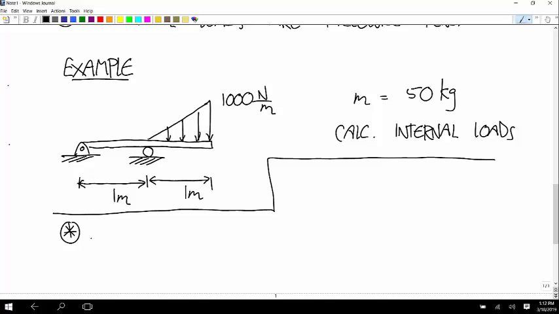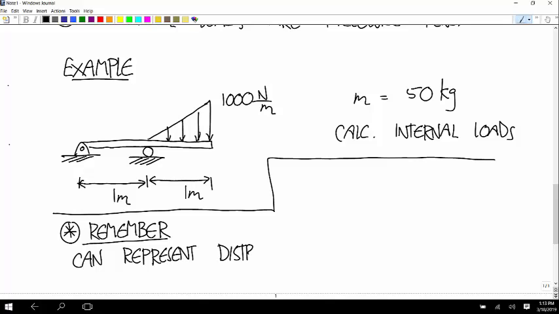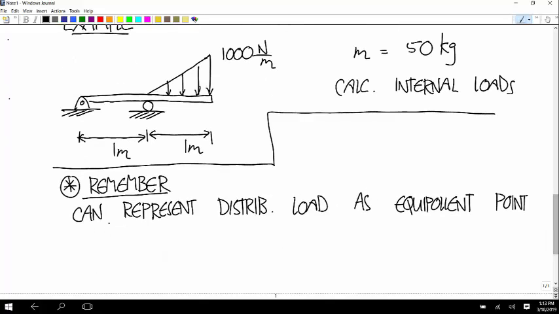So remember, you can represent a distributed load as, I'll call it the equivalent point force, once you've chosen the body to isolate.